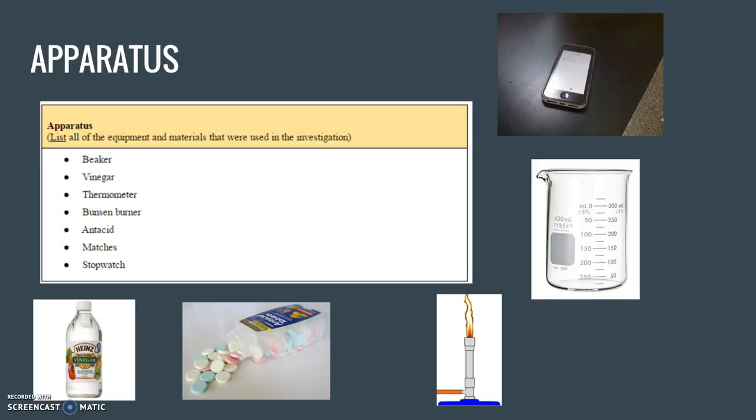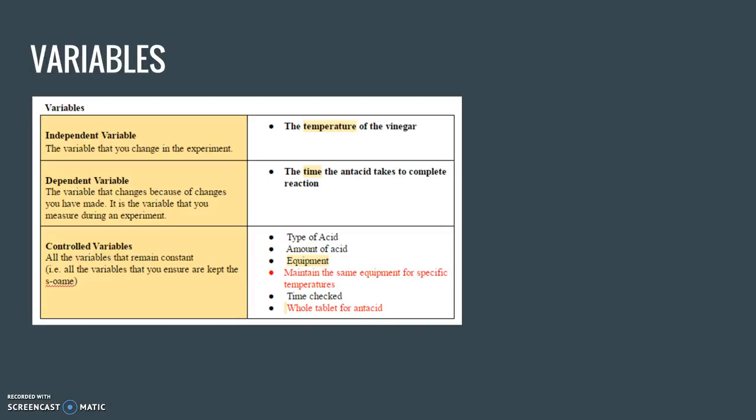The apparatus for this experiment include a beaker capable of holding amounts of liquid exceeding 100 milliliters, one bottle of vinegar, a thermometer, a Bunsen burner, multiple antacid tablets, matches, and a stopwatch.